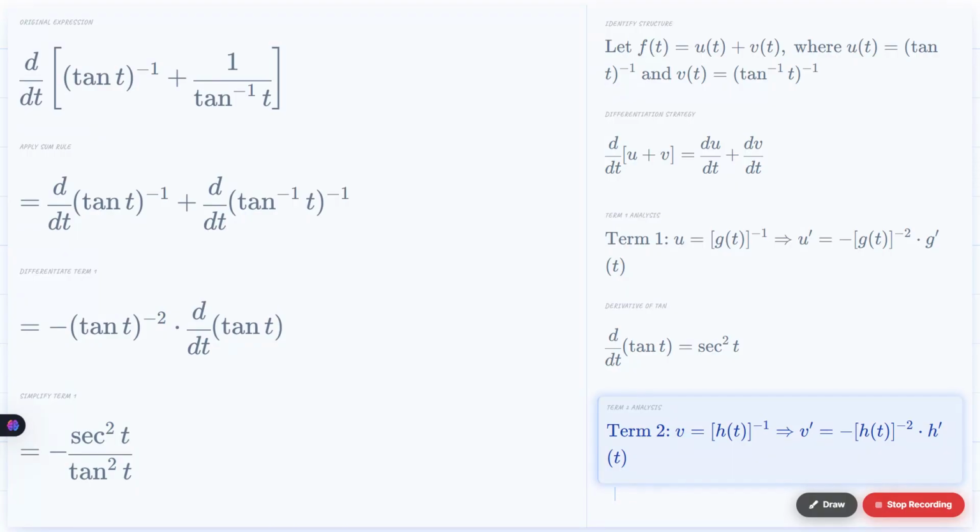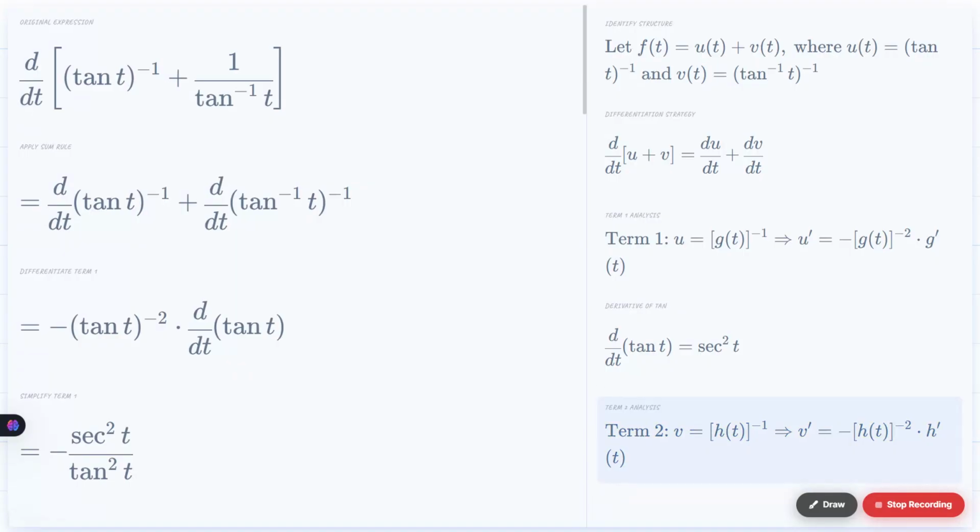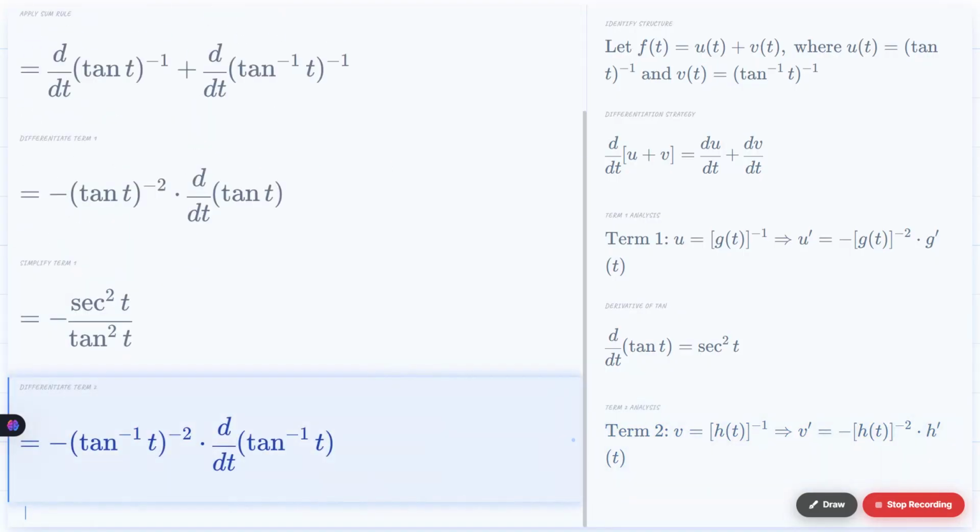We look at the second term, which is arctan to the power of -1. We do this to decide how to solve the second part. This part also needs the power rule and the chain rule. We differentiate the second term by writing -arctan⁻² times d/dt of arctan. We do this to start solving the second part. The power rule tells us to bring the exponent down and subtract 1 from it.